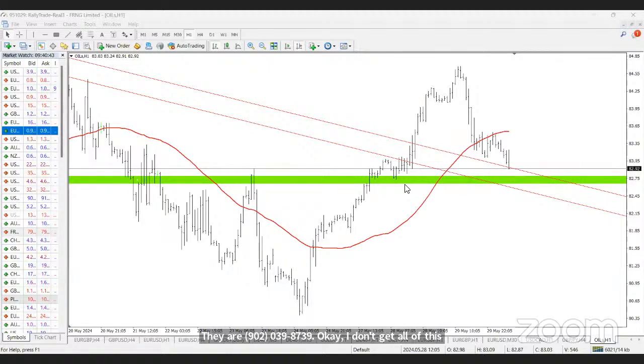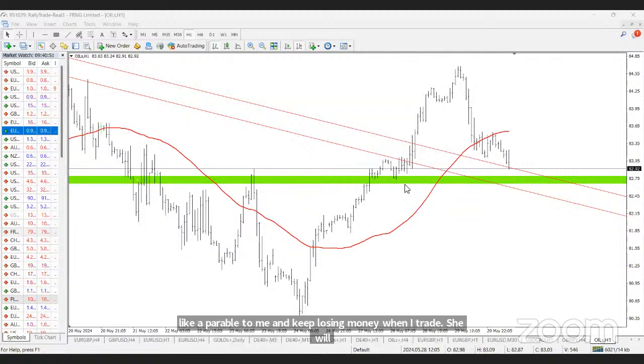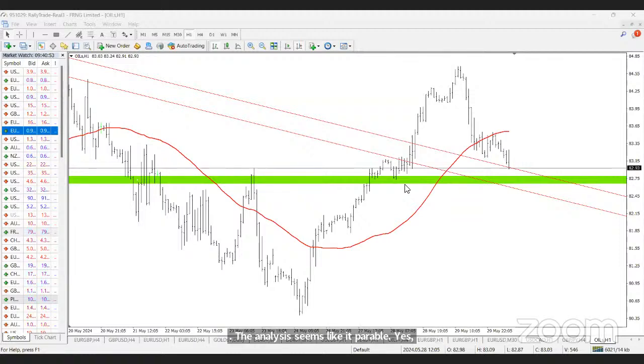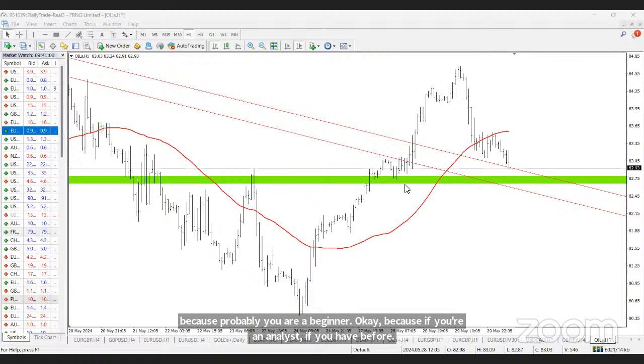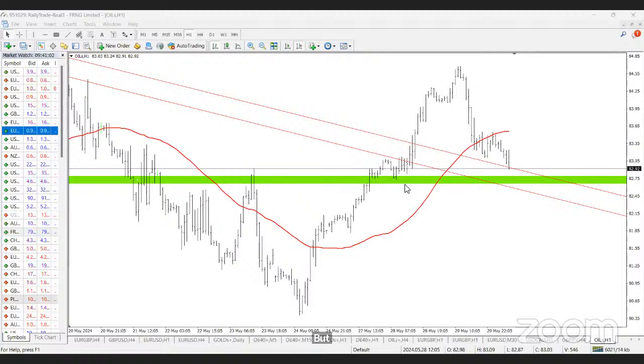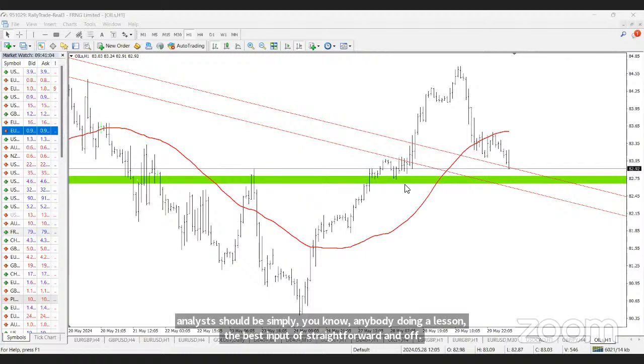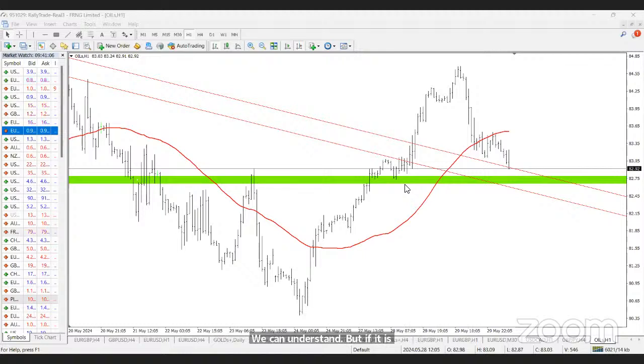I don't get all of this analysis. It seems like a parable to me and I keep losing money when I trade. Well, the analysis seems like a parable. Yes, because probably you're a beginner. If you have been trading before, my analysis should be simple enough, straightforward enough for you to understand. But if you're losing money, I think you need to take a pause, go back to demo and begin your analysis proper.